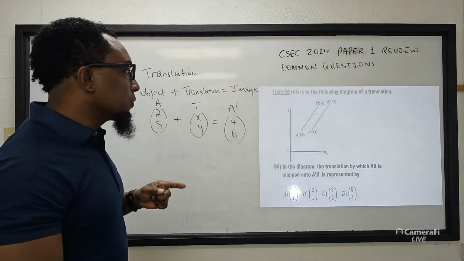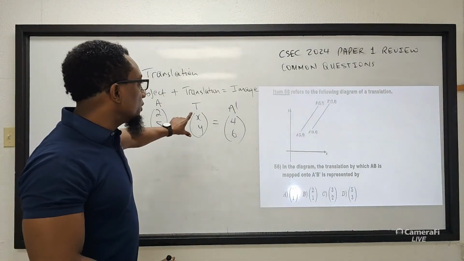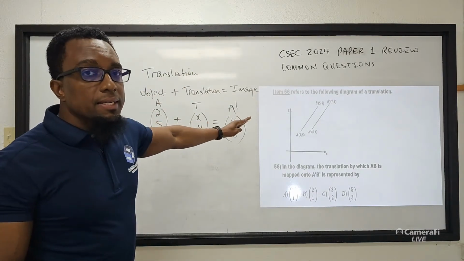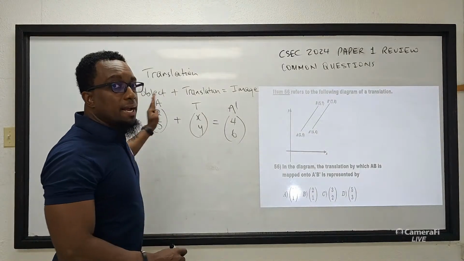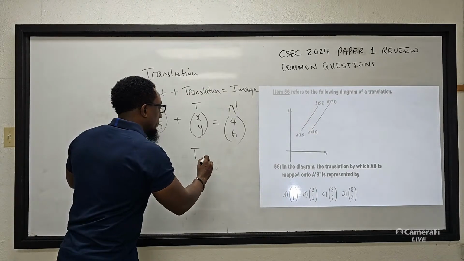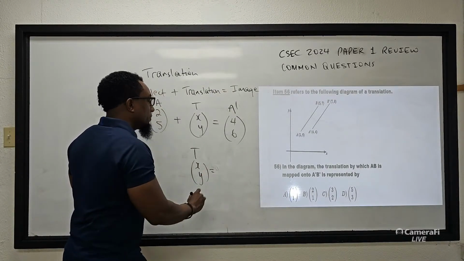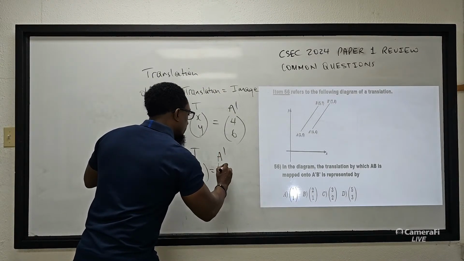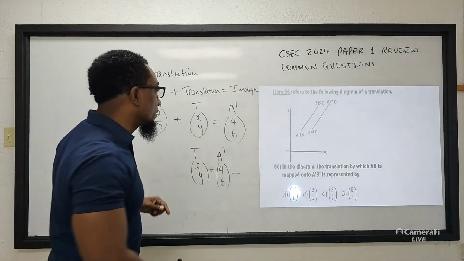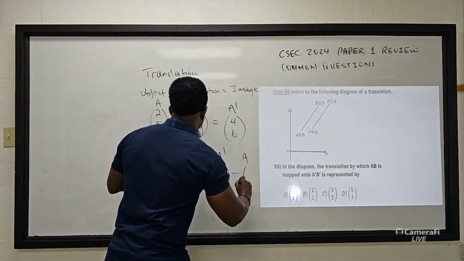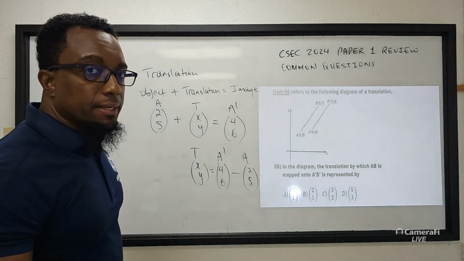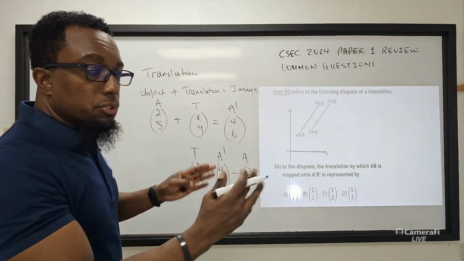Done? So for me to find what is the translation T, I'm going to take A and move it over to the right hand side. So therefore, I'm going to subtract A from both sides. So this becomes T, which is a translation xy, is equal to A prime, which is 4, 6, subtract, and moving from the left to the right, so I change the sign to subtraction, A, which is 2, 5. And all I'm going to do now is carry out my vector subtraction.